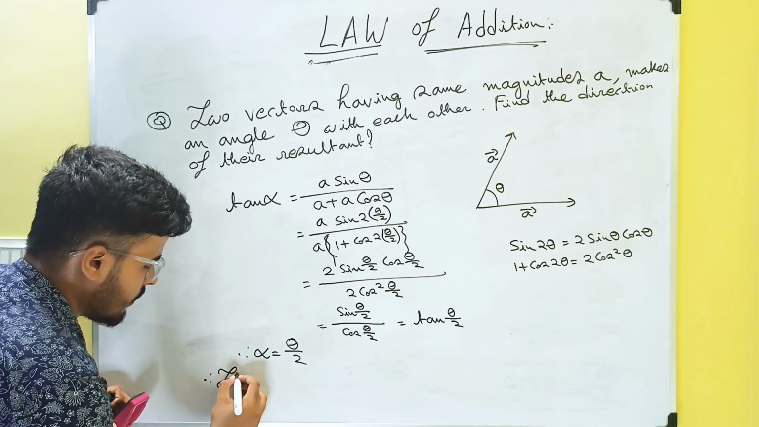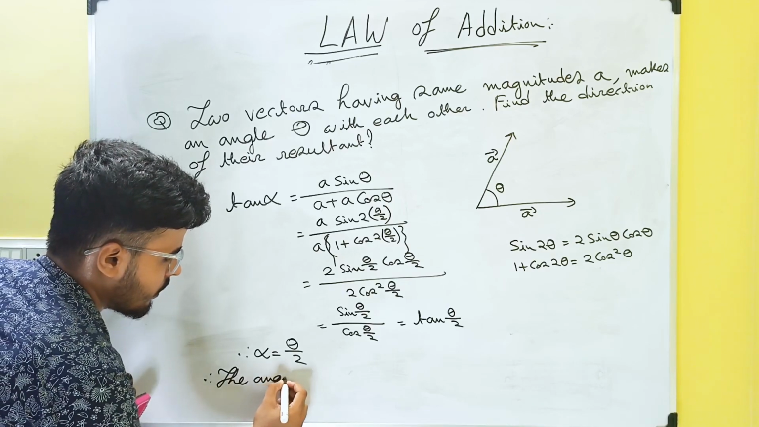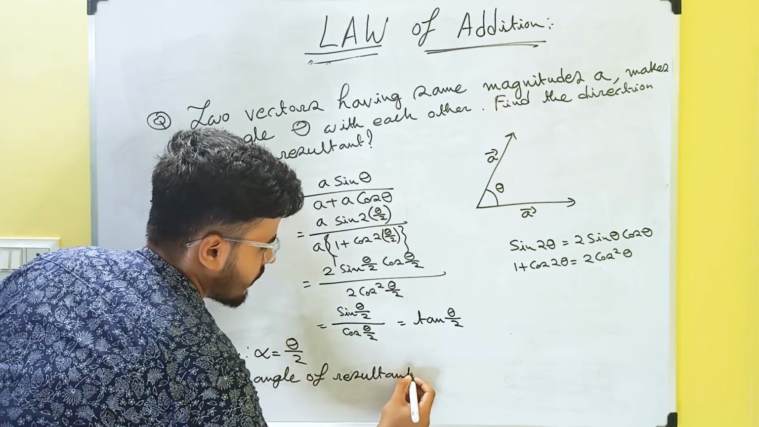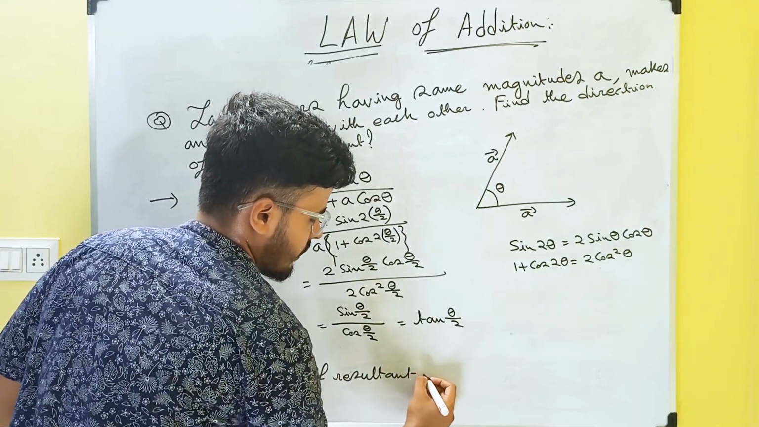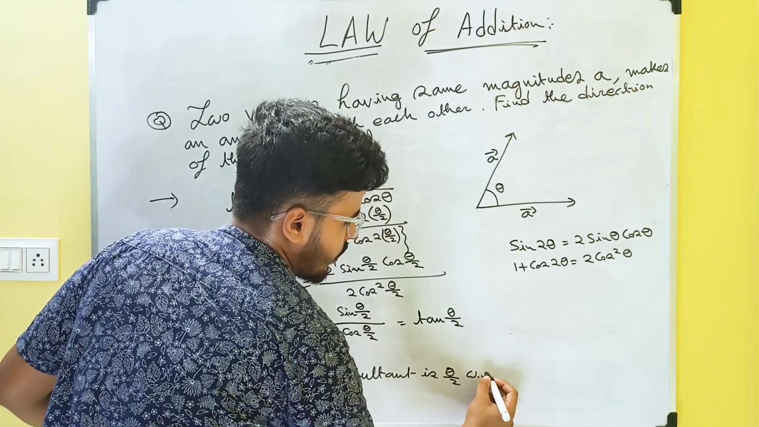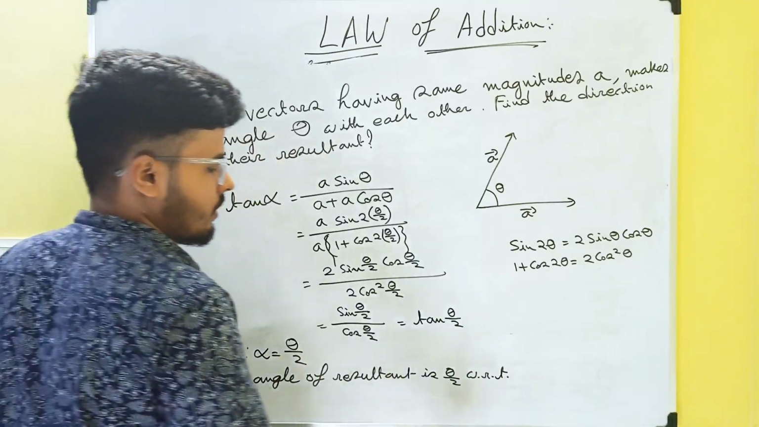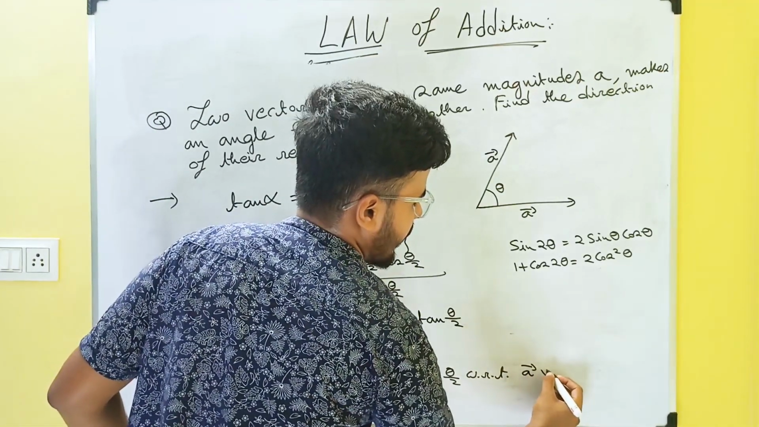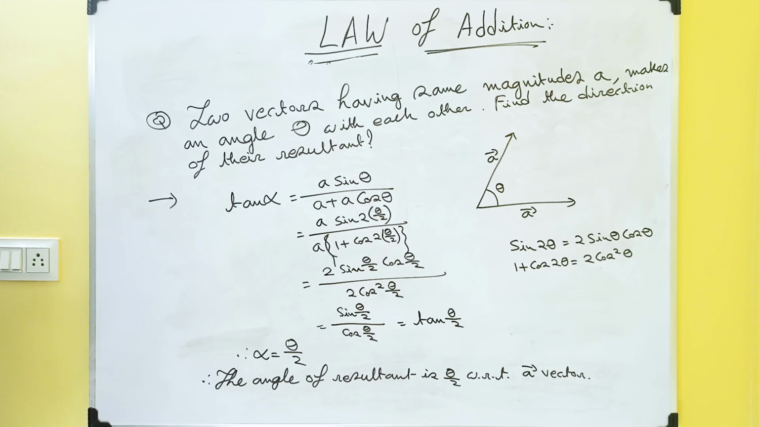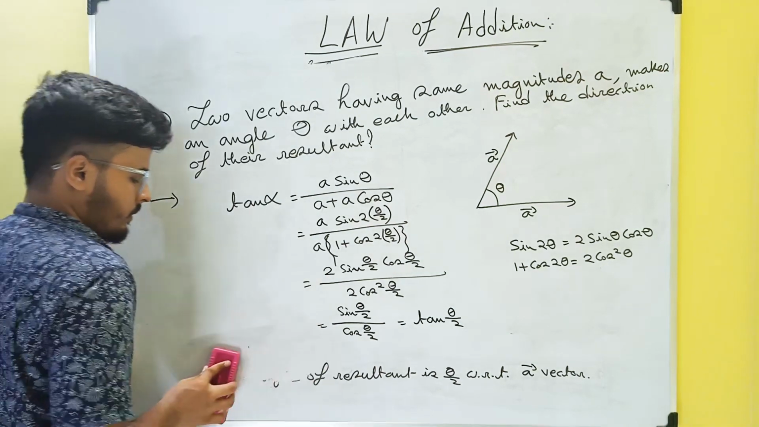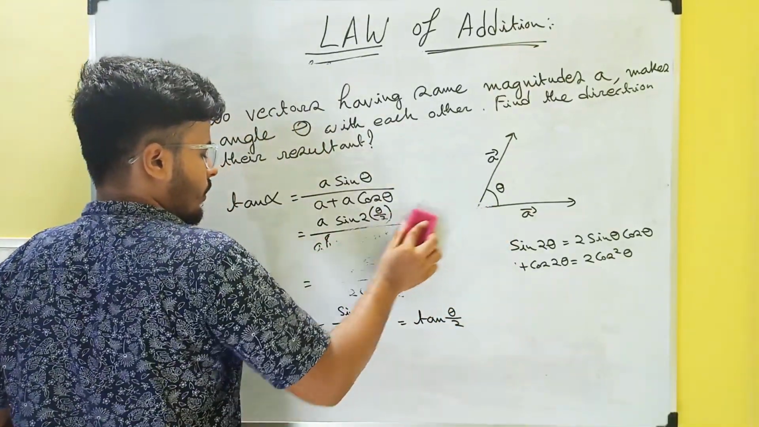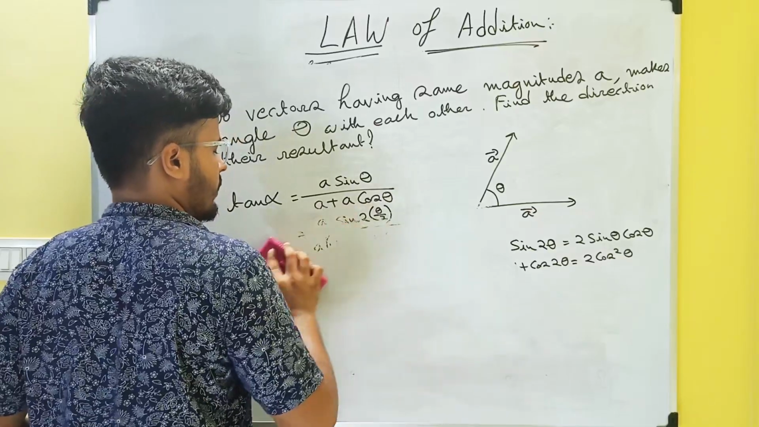So the angle of resultant is theta by 2 with respect to A vector. Okay. So this is the problem. So this was the whole topic of law of additions of vectors.